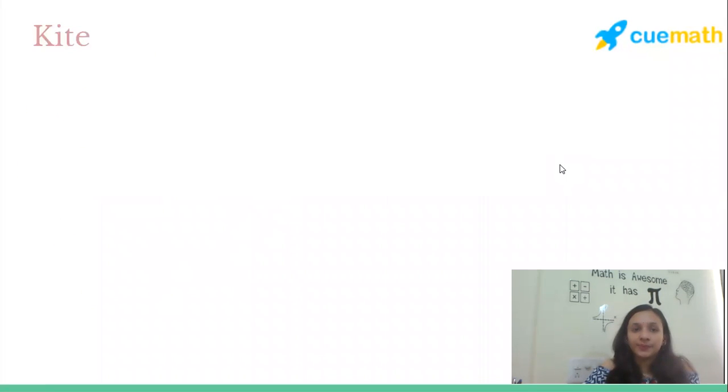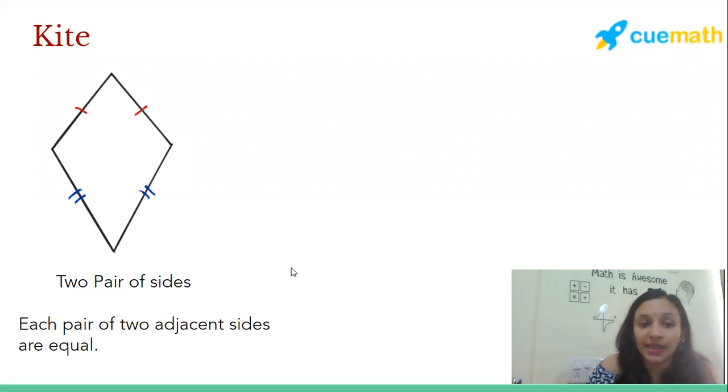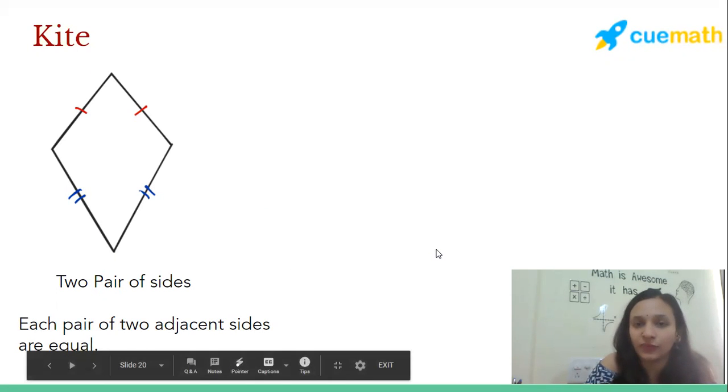Going next, what we have finally is a kite. This is how a kite looks. It's very different from all the other quadrilaterals that we have seen. The adjacent sides, which are connected to each other, are equal in length. If you see, the ones marked in red are equal to each other, and the ones marked in blue are equal to each other. So the adjacent pairs of sides are equal in length, giving two pairs of sides which are equal in length.